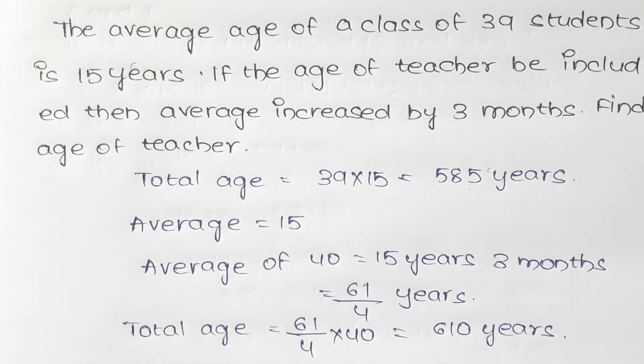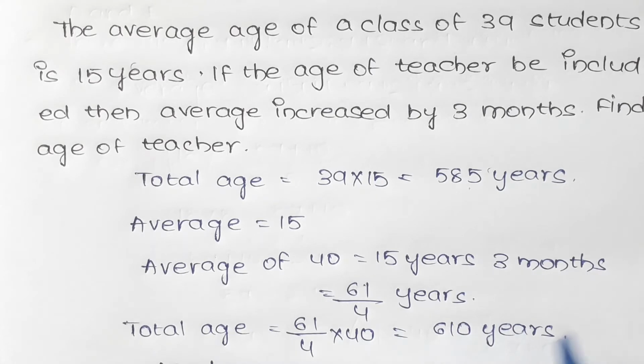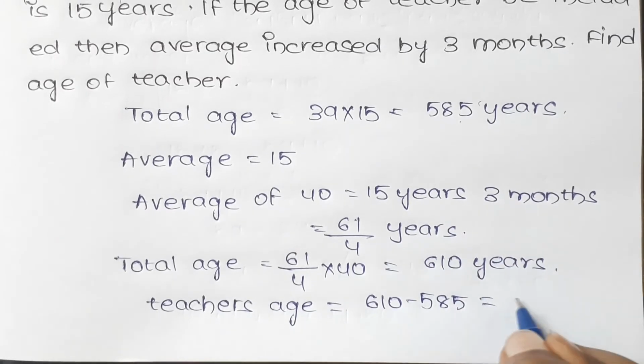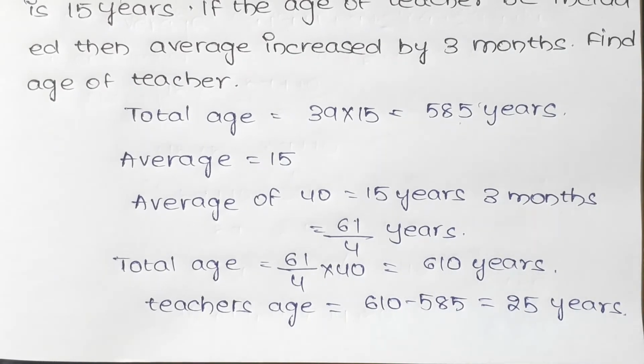And now we should find the teacher's age. We should subtract 585 from 610, and we will get the teacher's age. 610 minus 585, that is, the teacher's age is 25 years. And this is about this model. And now let us see the next one.